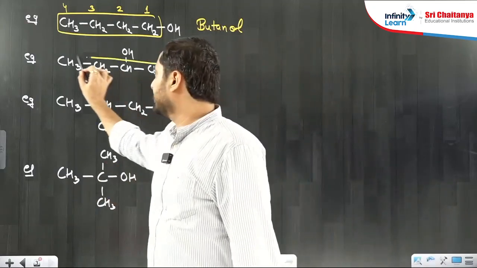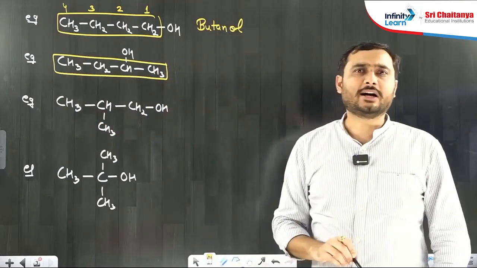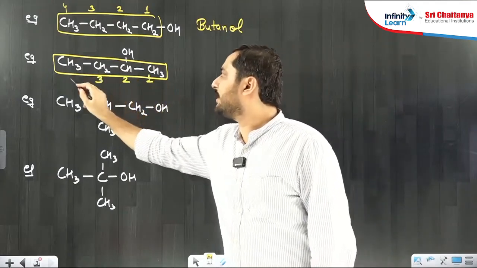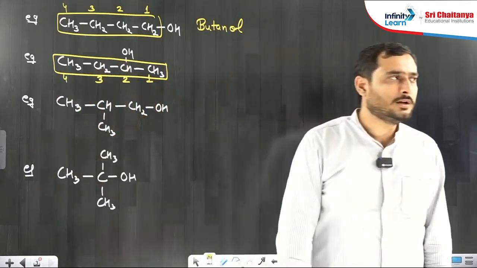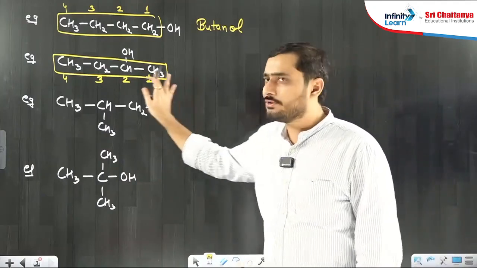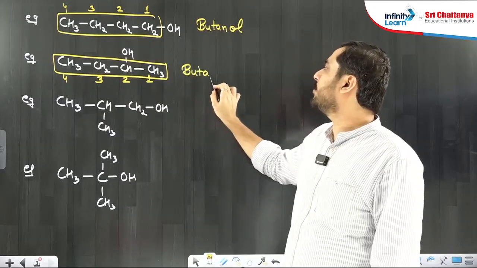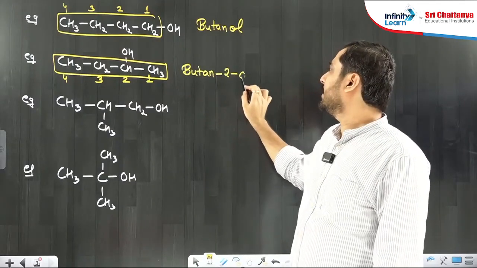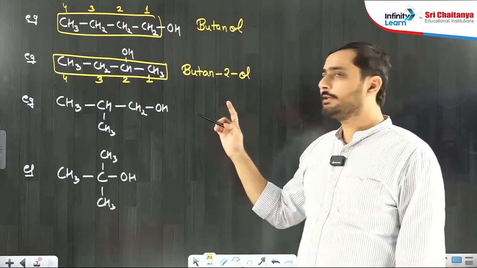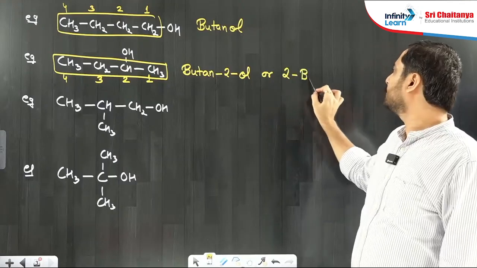But if we write the second one, how many carbon atoms are in the parent chain? 4 carbon atoms are in the parent chain. Now numbering starts from 1, 2, 3 and 4. So numbering is done in such a way so that OH will get the least number. Now there is no substituent present. So what we write? First is word root, but. For single bond, ane. Now alcohol is present at which position? Second position. So what is the name here? Butane-2-ol, or this can be written as 2-butanol.